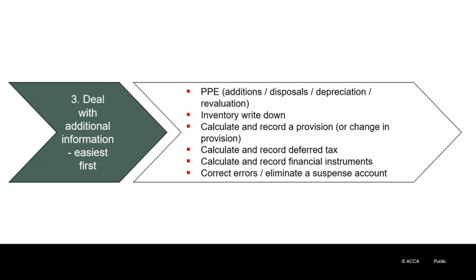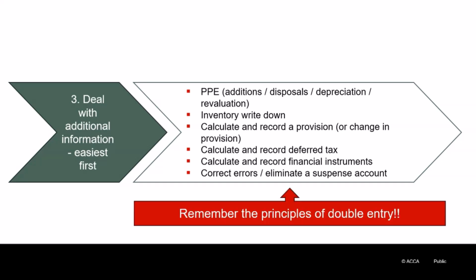The most common adjustments that come up are with respect to property, plant and equipment, inventory write-down, calculation or recording of a provision or a change in provision estimation, calculation and recording of deferred tax, calculation and recording of financial instruments, a convertible loan note or a financial asset, and correction of errors and elimination of suspense account. You can choose the easiest first and start tackling with it. I will quickly cover for you some of the main adjustments that are tested.